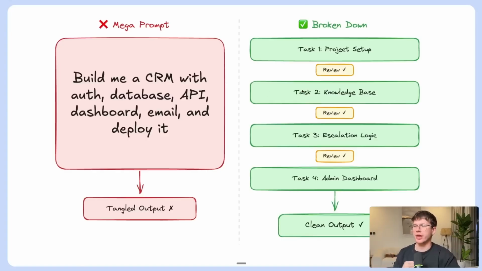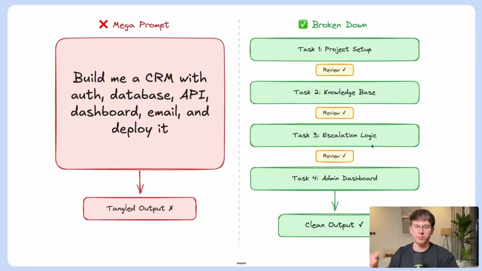So we look at this and we say, okay, the first task is setting up the project. Then it will set up the project and we review whether it did a good job or not. If it did a good job, then we go to the next thing. If it didn't do a good job, then we go back and fix it. Then we go to task 2, which is knowledge base, and then we review if it worked. If not, then we look back. And we do this for the other tasks as well.